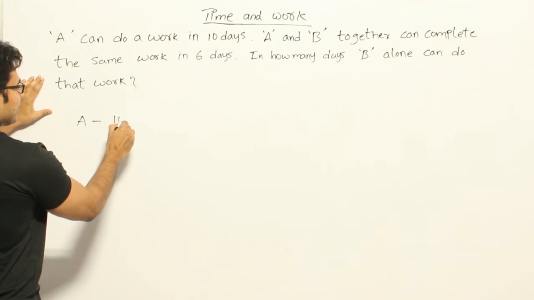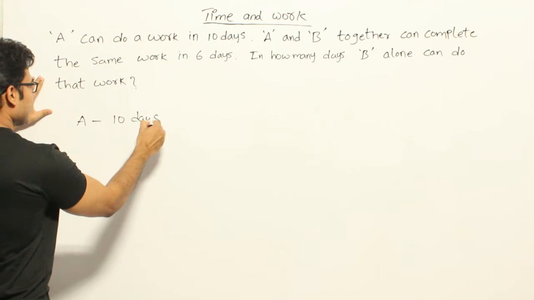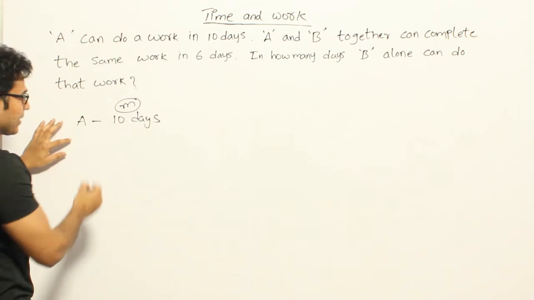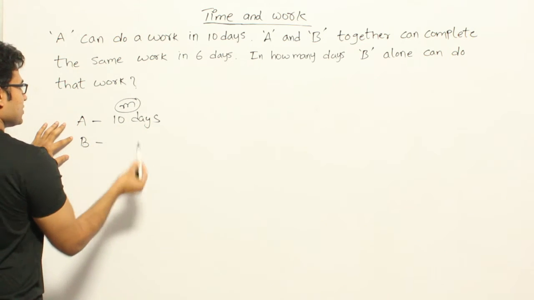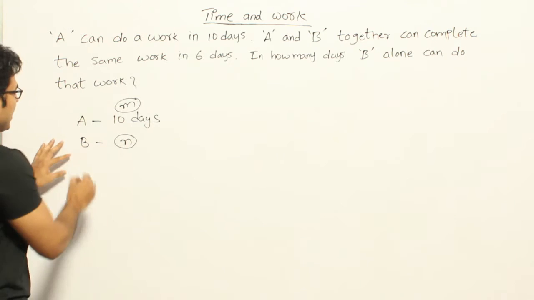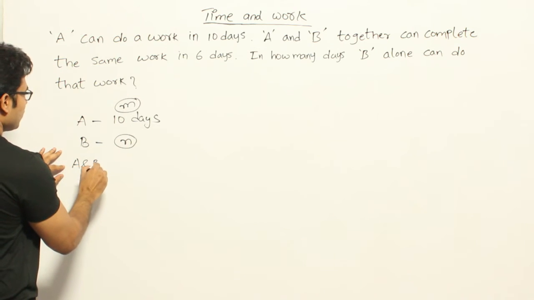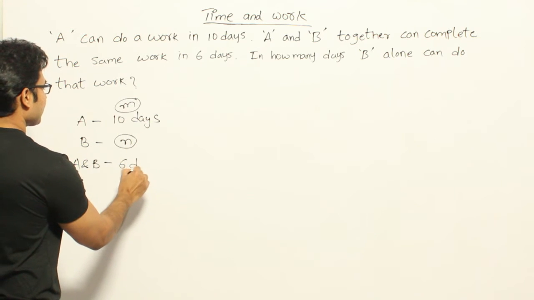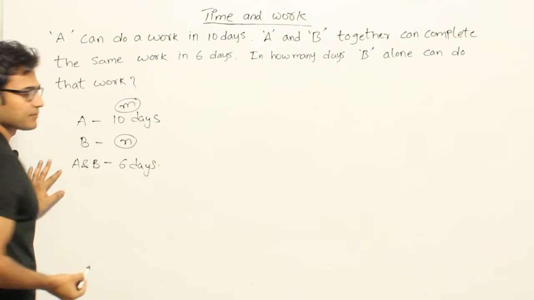They are saying that A can do it in 10 days. Let's say this is M, the initial formula, and B, they are not saying. Let's assume that this is N days, which we are supposed to find out. And they are saying that A and B together can do the same work in 6 days, right? This is what is given.